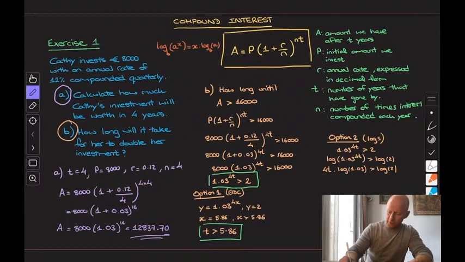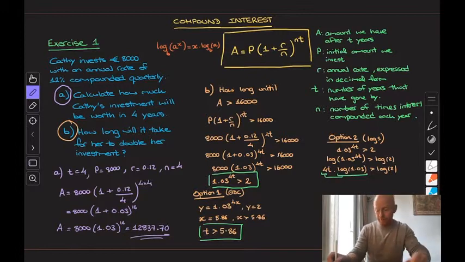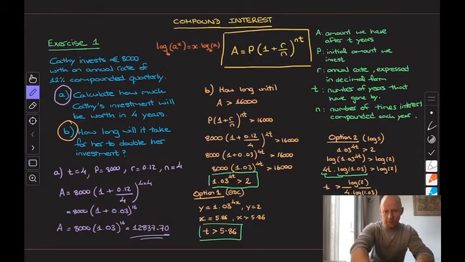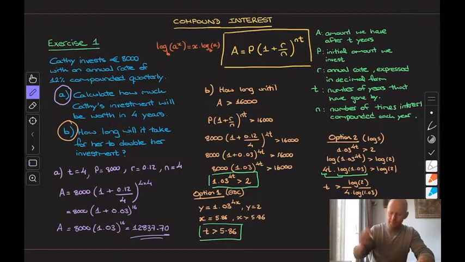Finally, if I divide both sides by 4 times log of 1.03, so I leave the t alone, this turns into t has to be greater than log of 2 over 4 log of 1.03. Okay, I can see that's getting a little bit small there, isn't it? So I'll just shrink the picture of me for a second. There we go. And now with my calculator I can actually calculate that.